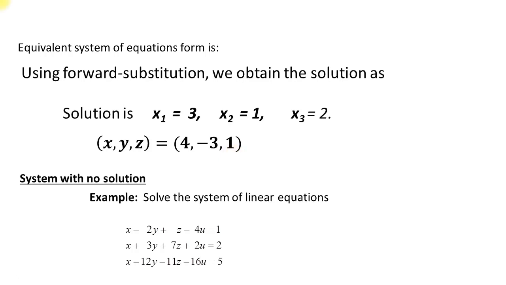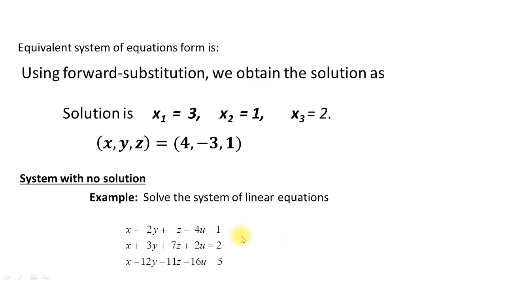Now sometimes a system has no solution. Suppose we have a system of 3 equations and 4 unknowns x, y, z and u. x minus 2y plus z minus 4u is equal to 1, and x plus 3y minus 7z plus 2u is equal to 2. x minus 12y minus 11z minus 16u is equal to 5.